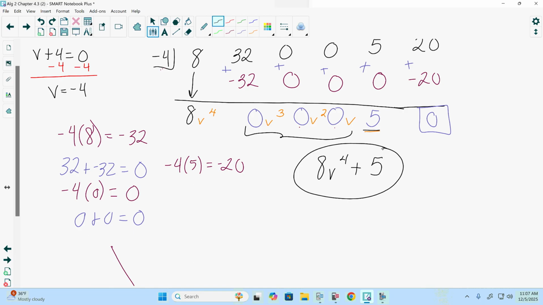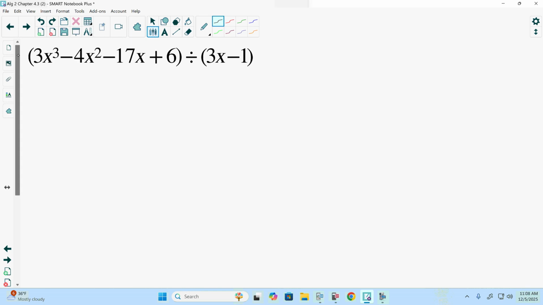Questions on this here? Are you ready for the next one? So before we can even start this one, if you look at what we're dividing it by, we now have 3x minus 1, yes? If we have a number in front of that variable with the biggest power in what we're dividing it by, we have to get rid of it.